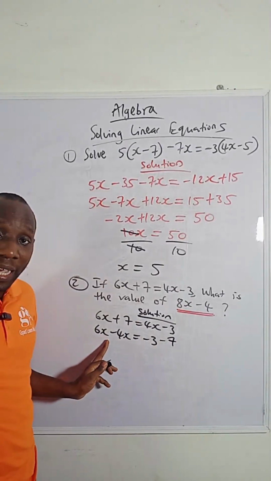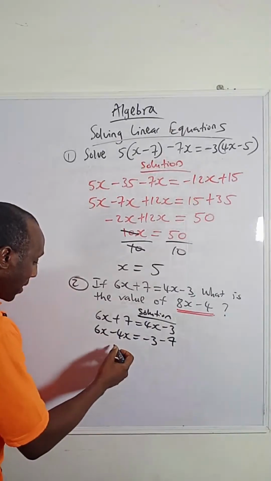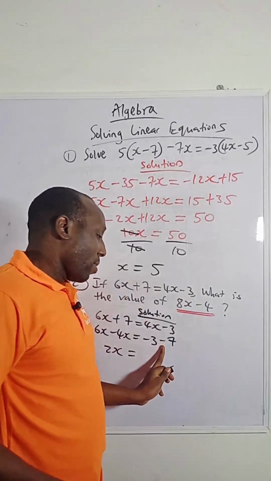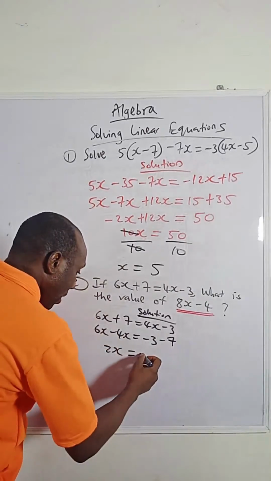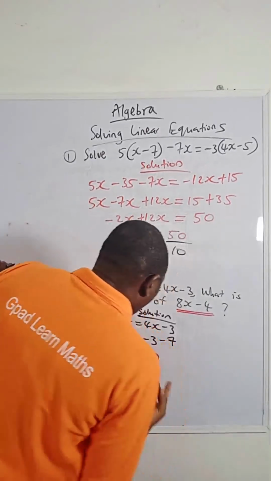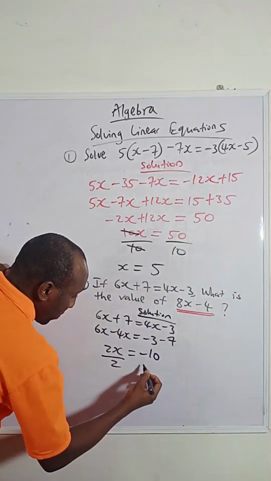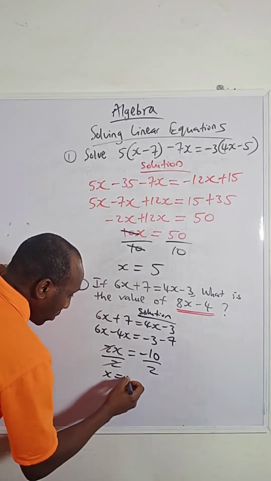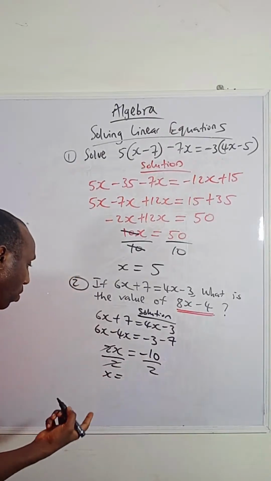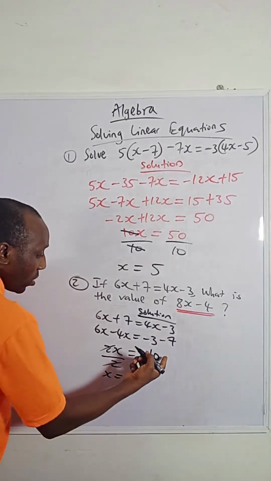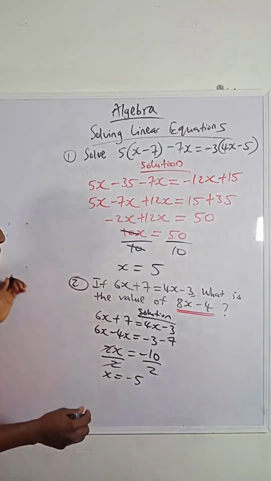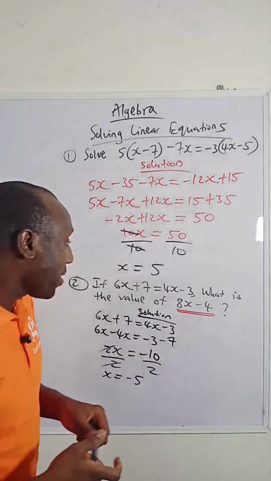What is 6x minus 4x? That's 2x. And what is minus 3 minus 7? That's minus 10. So we divide both sides by what? By 2. Divide this by 2, divide this by 2. 2 cancels 2. x is equal to what? So minus 10 divided by 2 is what? Minus 5.